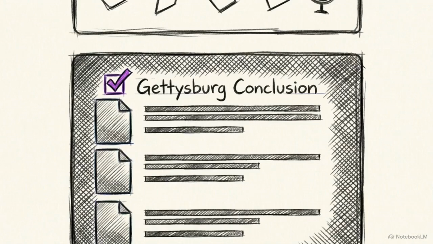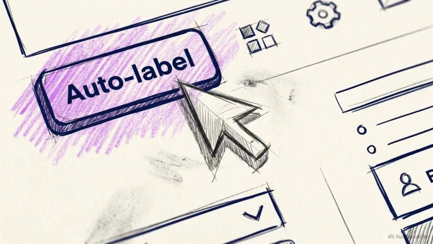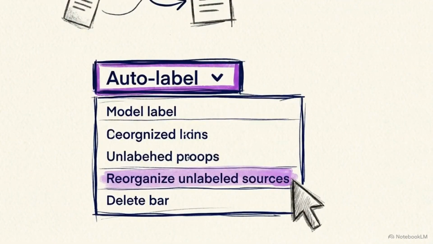Once you have reviewed the new Gettysburg documents, it is time to file them away. Go back to the original Auto Label button in the top left corner. Click the menu and select Reorganize Unlabeled Sources. Watch how this works.